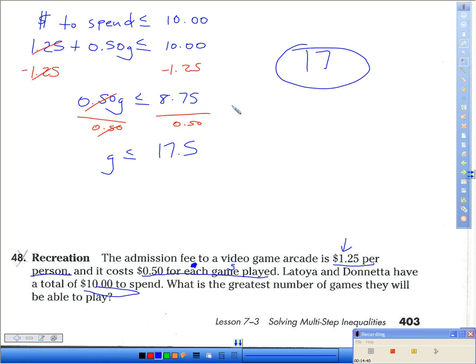Because again, it says less than or equal to 17.5 games. We can't play half a game. We can only play the 17 full games. So 17 is the most games that we would be able to play on number 48.